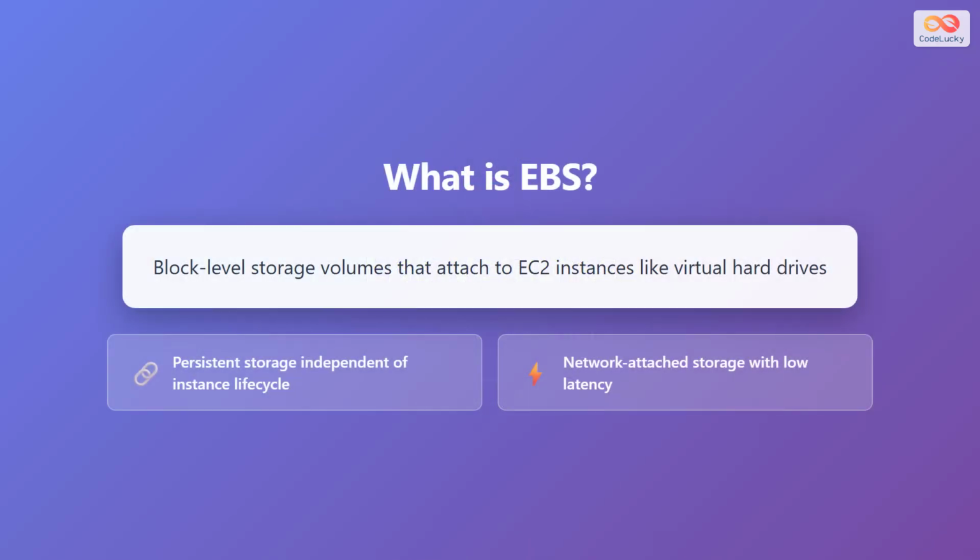So, what exactly is EBS? Think of EBS as a virtual hard drive that you can attach to your EC2 instances. It provides block-level storage volumes that work just like physical hard drives on your computer. The key advantage is that EBS storage is persistent, meaning your data remains intact independently of the instance lifecycle. Even if you stop or terminate your EC2 instance, the data on your EBS volume stays safe. EBS is network-attached storage, which means it connects to your instance over the network, but it's designed to deliver low-latency performance, making it feel almost like local storage.